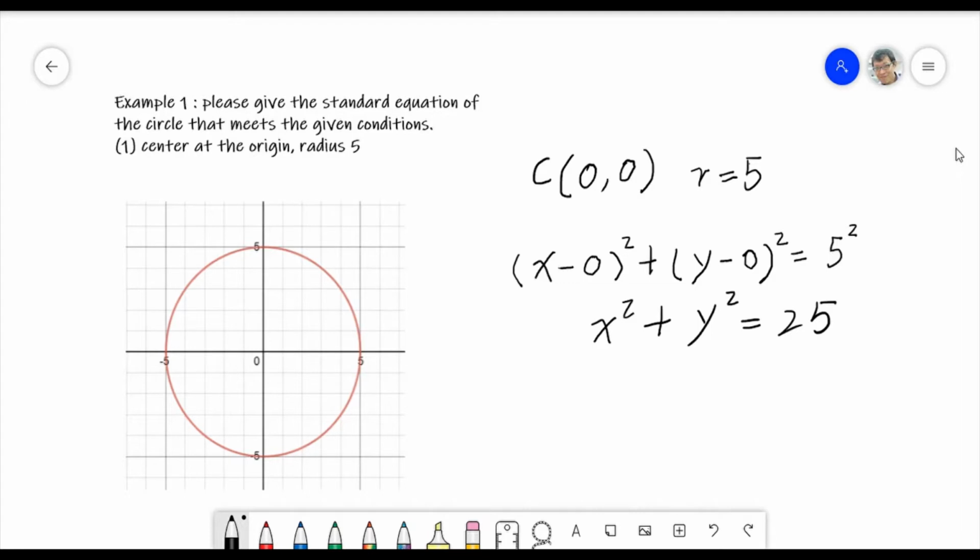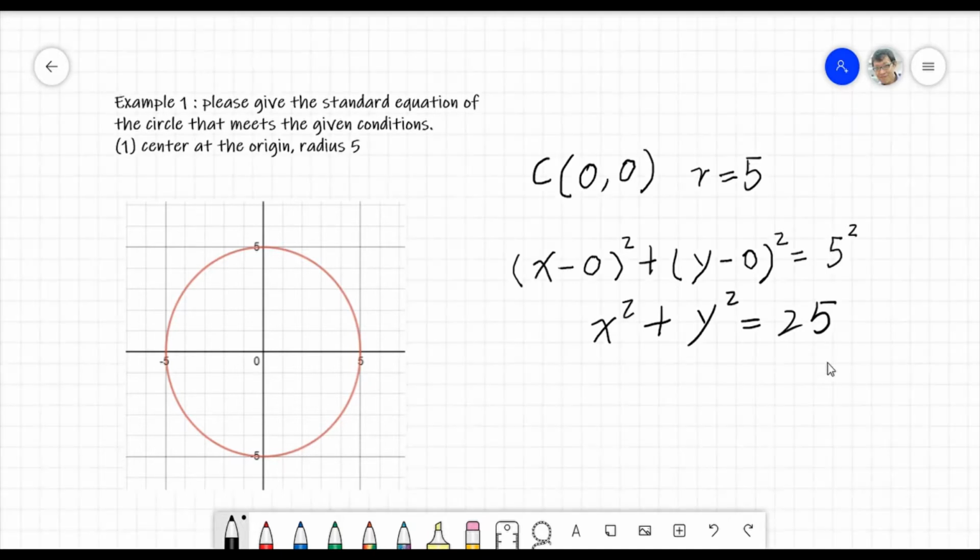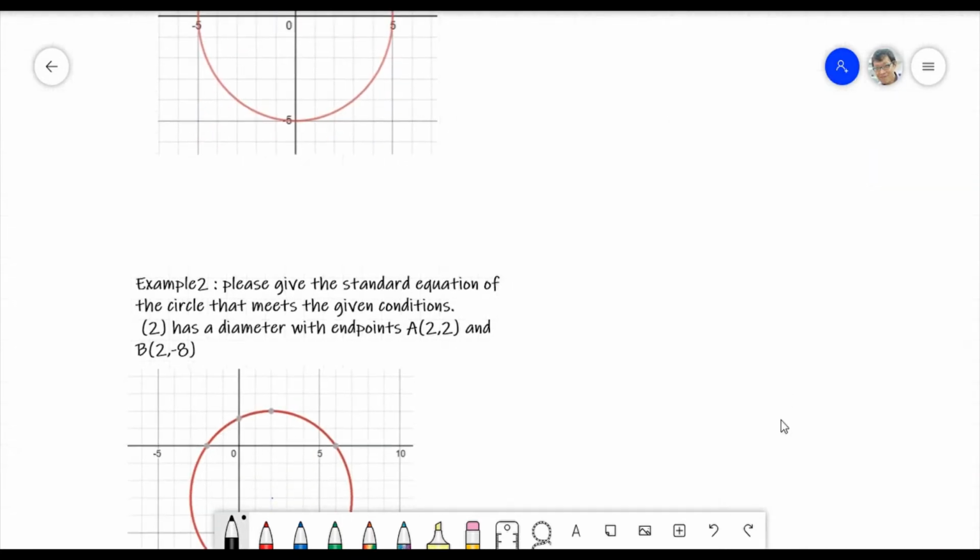So we can go and see here. This is exactly the graph, right? The center is at the center point 0, 0, and you can see the radius is 5, right? So this is the graph of this equation, x squared plus y squared equals 25. Okay, let's move to the next question.